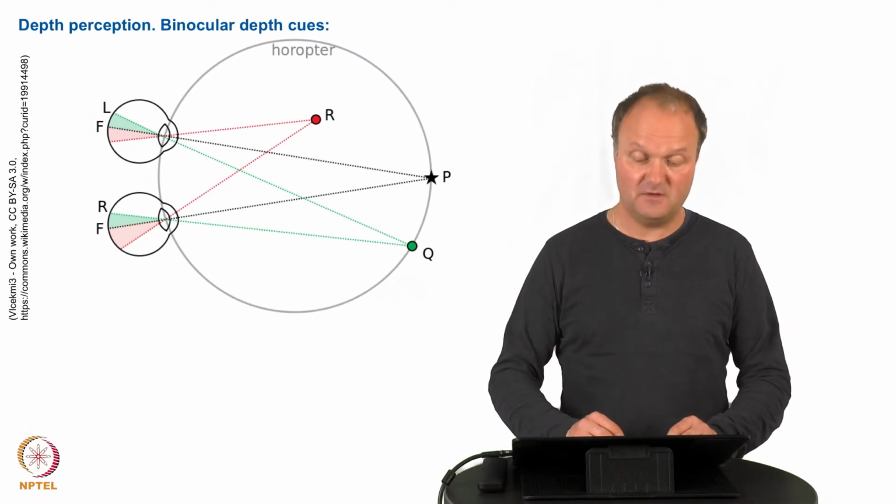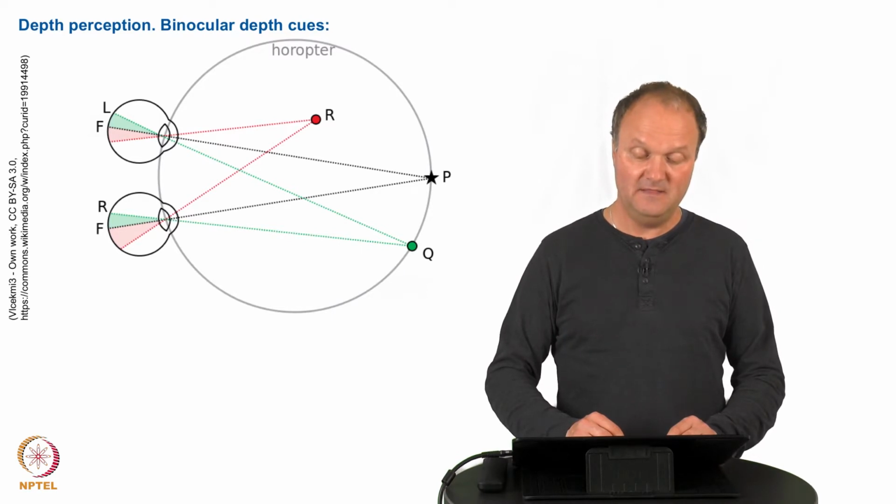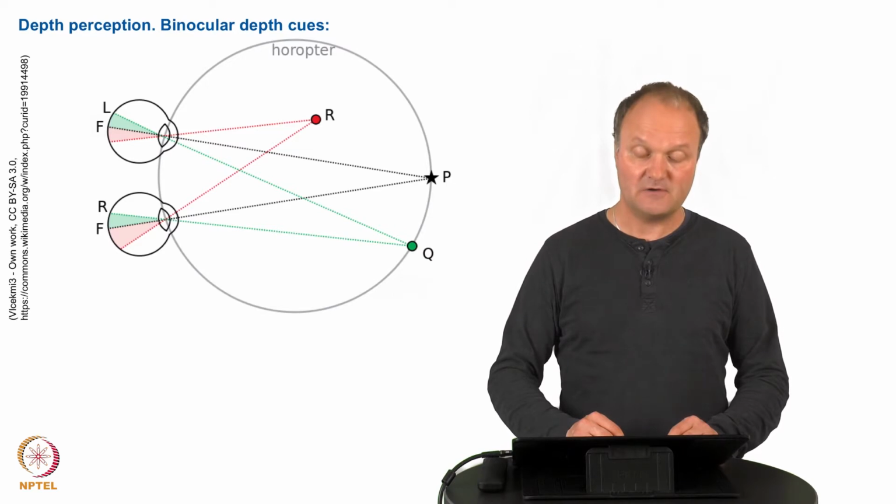Objects which are not on the horopter fall on non-corresponding points. That is, we have disparate images. That is, we have a non-zero value of the disparity R minus L. This disparity is thus 0 for points on the horopter and non-zero for points which are not on the horopter. And this helps us to perceive distance.